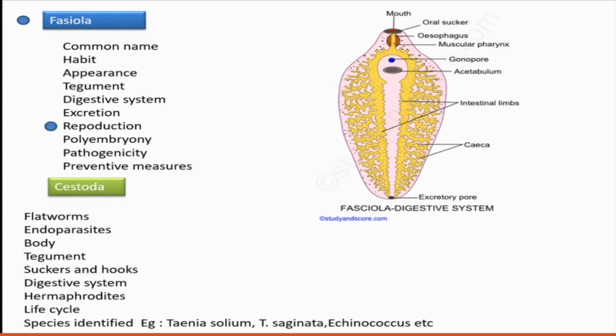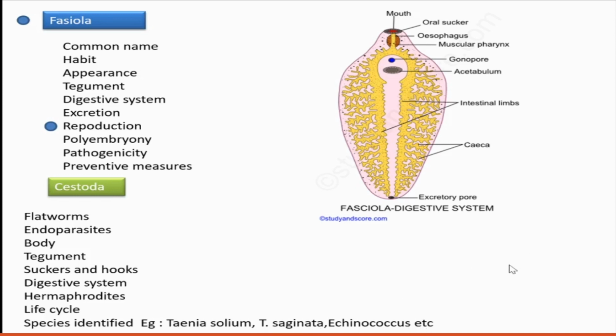Similar to other classes, here also the body is protected by the tegument. The scolex has suckers and hooks. That image also I will show you later. The cestodes are endoparasites, so they don't possess any digestive system or sense organs, and they are all hermaphrodites. Almost all organisms under the platyhelminths are hermaphrodites. Their life cycle is very complex, with a definite host, which is always a vertebrate, and there is a chance of having many intermediate hosts. So far, 5,000 species have been identified under this class. Common examples are Taenia solium, Taenia saginata, Echinococcus, etc.